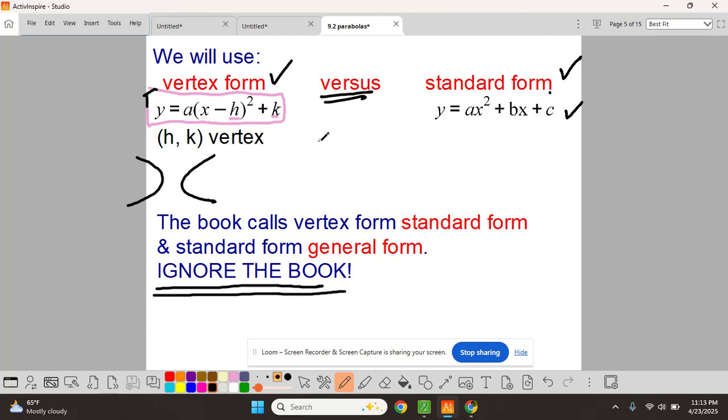Another way of writing this down, which some textbooks or references might have, is y minus k is equal to a times the quantity x minus h squared, wherein the k has been transposed to the other side of the equation. It's still the same thing. This is still your vertex, this is the k.